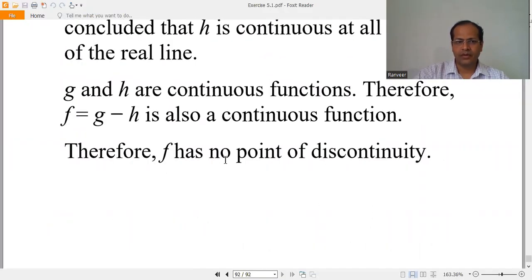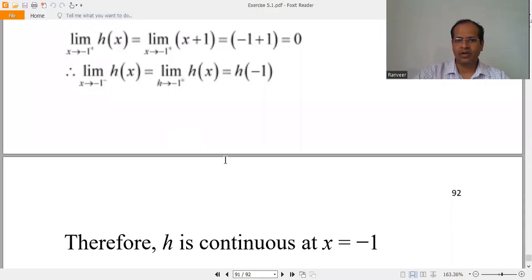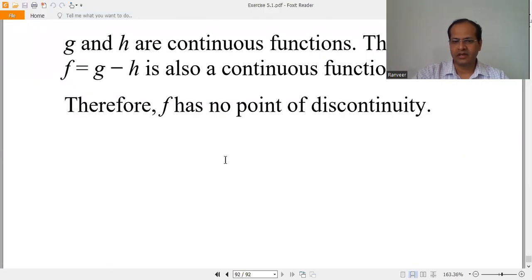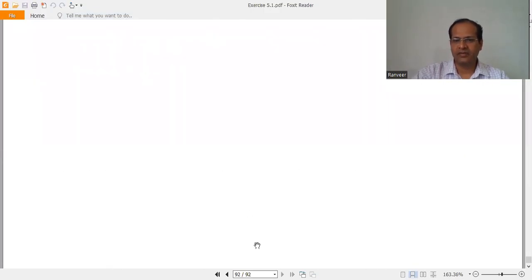So this way we can find the continuity of any composite function. So I hope this is crystal clear for all of you.